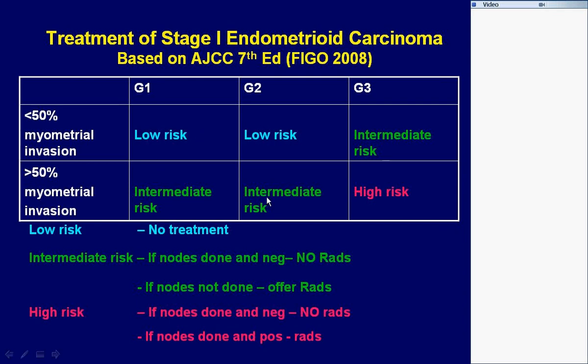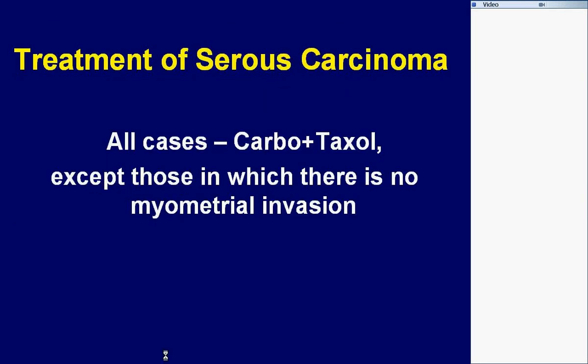If you fall into this category, no further adjuvant therapy is needed. In the intermediate risk, if the surgeon has done lymph nodes and the lymph nodes are negative, in our center, they don't give any radiation. If the nodes are not done, then they will offer radiation. In the high risk, if the nodes are done and are negative, no radiation is given. If nodes are done and are positive, then patients will get external beam.